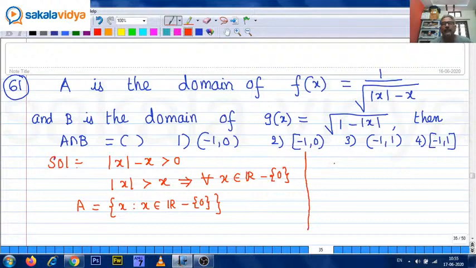Now, for the second one, 1 minus mod x must be greater than or equal to 0. So multiply with minus sign: mod x minus 1 less than or equal to 0. Mod x will be less than or equal to 1.